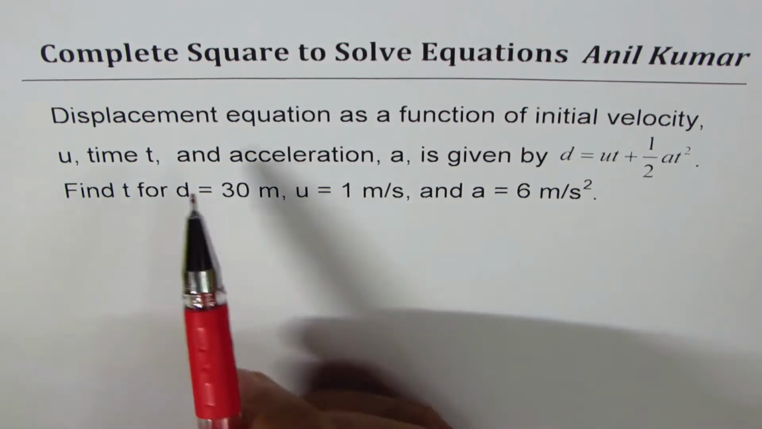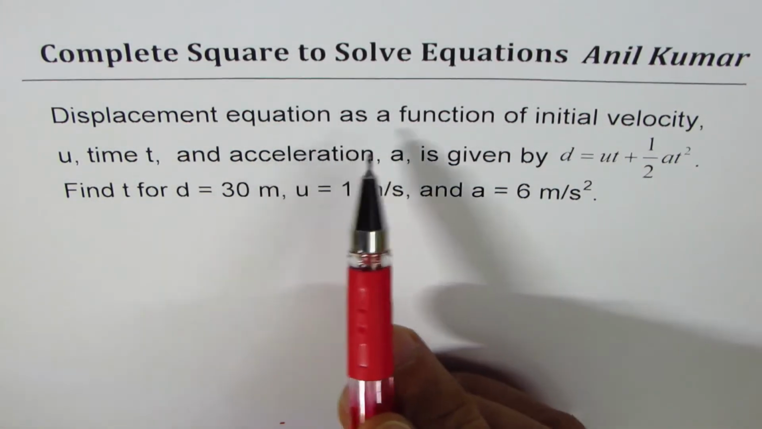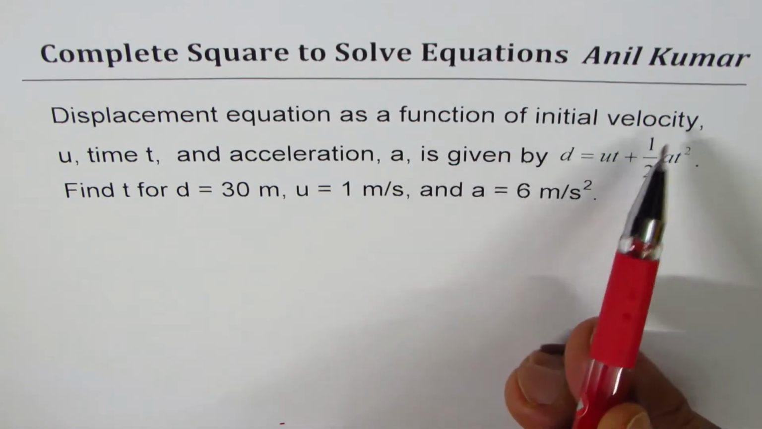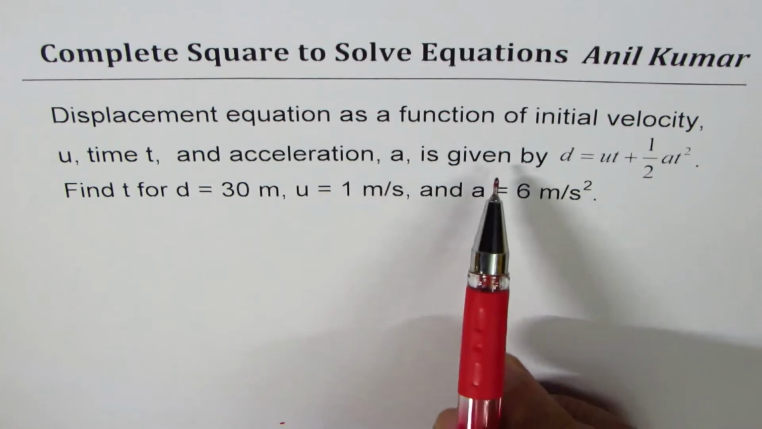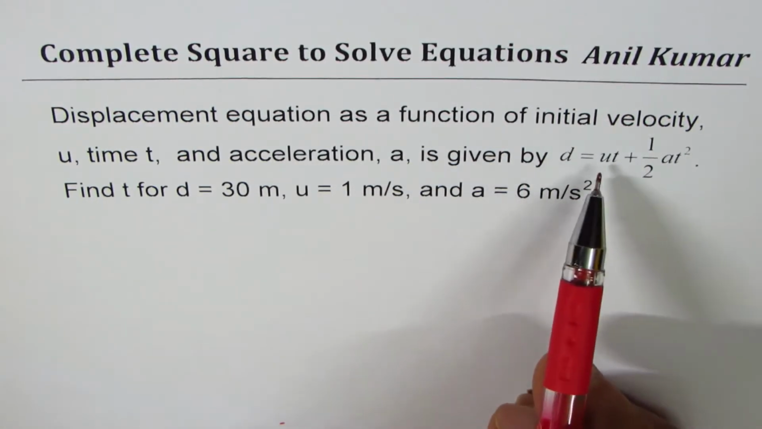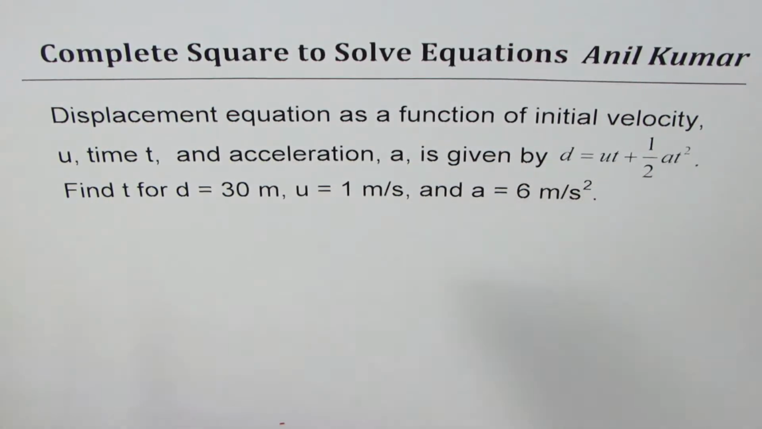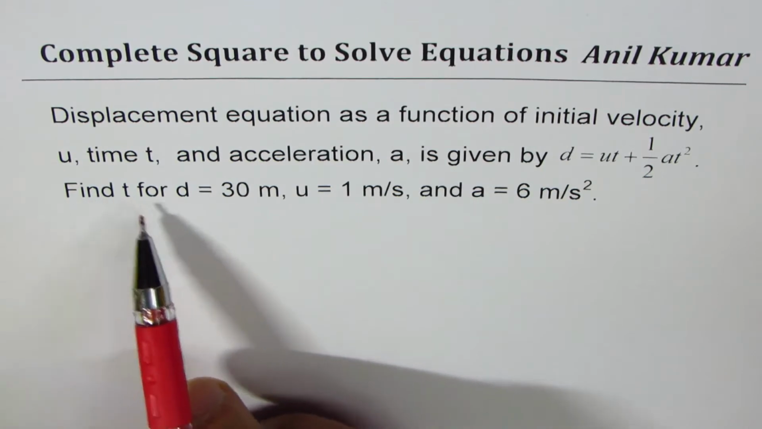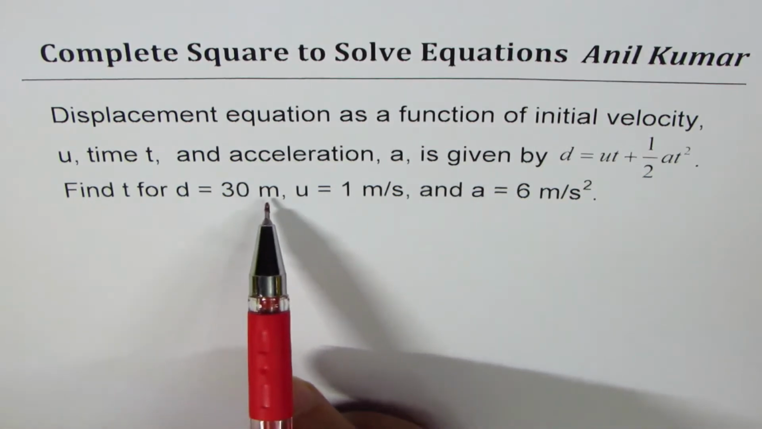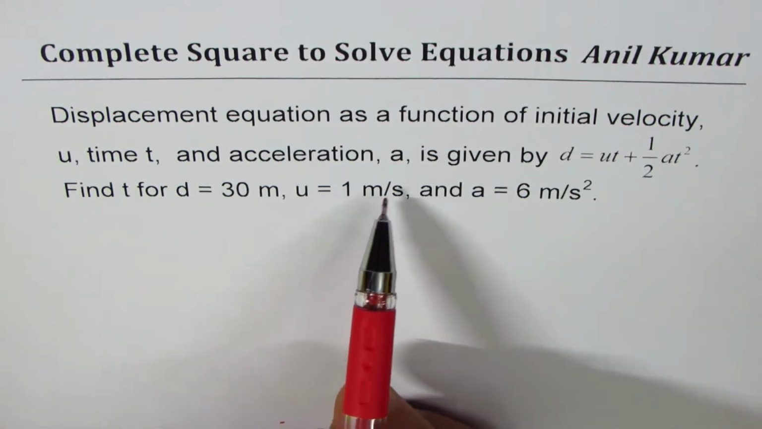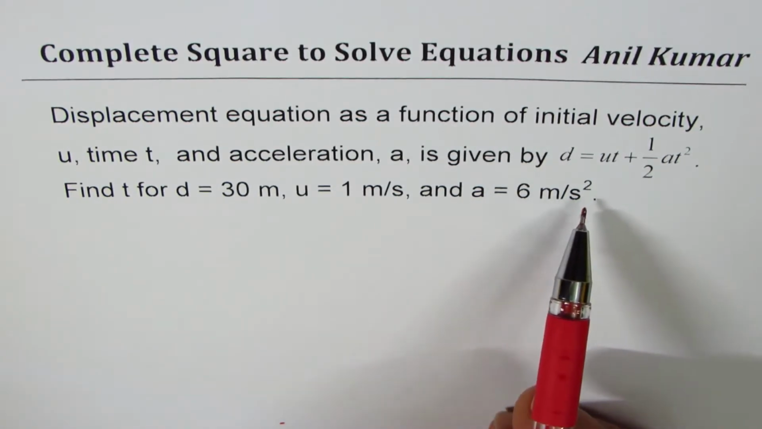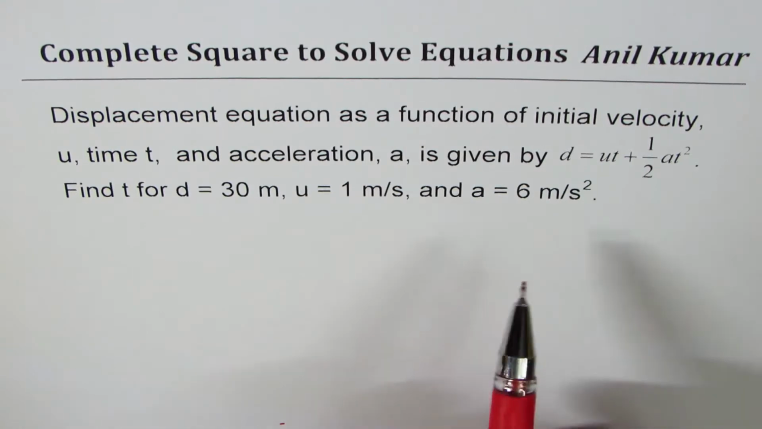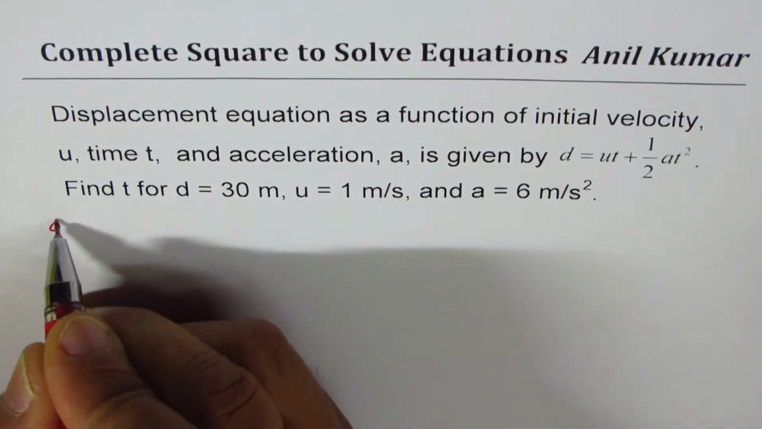The question is, the displacement equation as a function of initial velocity u, time t, and acceleration a is given by d equals ut plus half at square. Find t for d equals 30 meters, u equals 1 meter per second, and a equals 6 meters per second square. Let me also make this a multiple choice question.